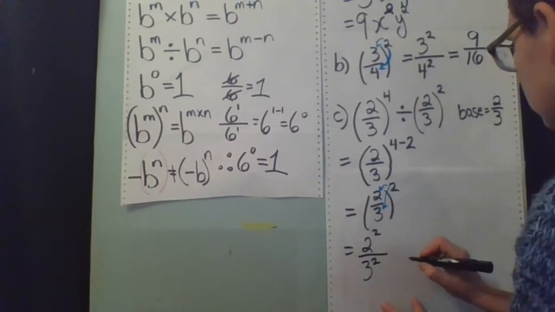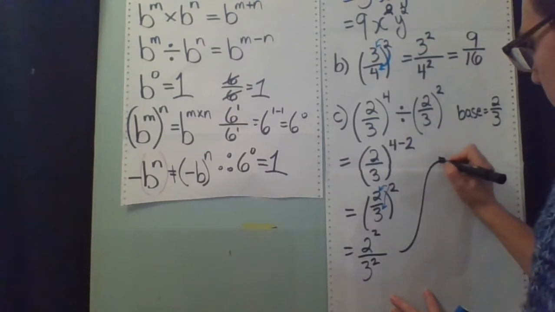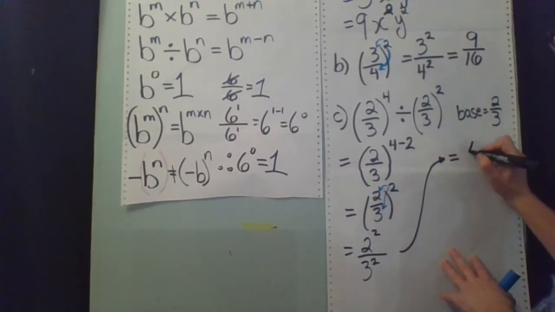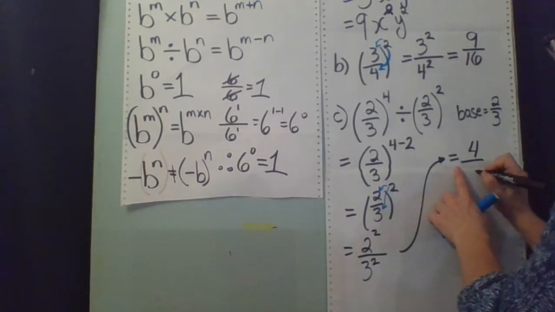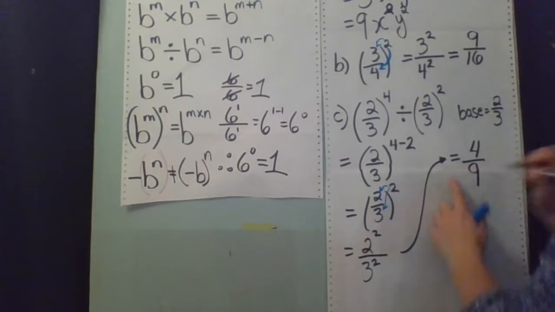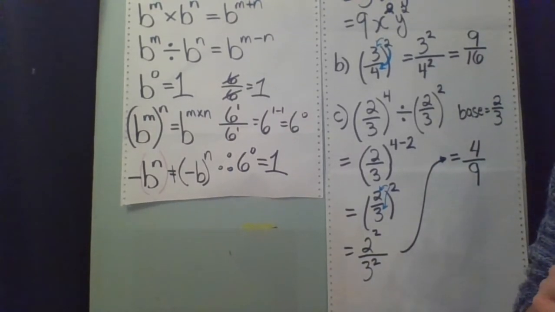Finish it off. The whole thing is equal to 4 over, because that's 2 squared, 3 squared, which is 9. Nice.